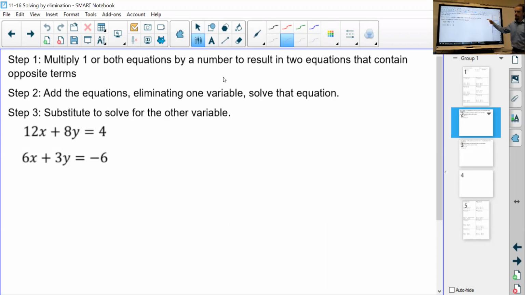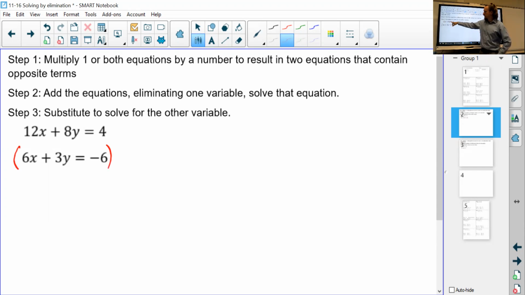Then it's just 3 steps. And we're going to follow those same 3 steps on all these problems. First one is multiply one or both equations so we end up with opposite terms. So we want the coefficient of either x or y to be opposites. So if I have 12x, I'd want negative 12x here, and that way we can actually eliminate. So I want to multiply this bottom equation by some number that will give me the opposite value of what I have in my top equation.